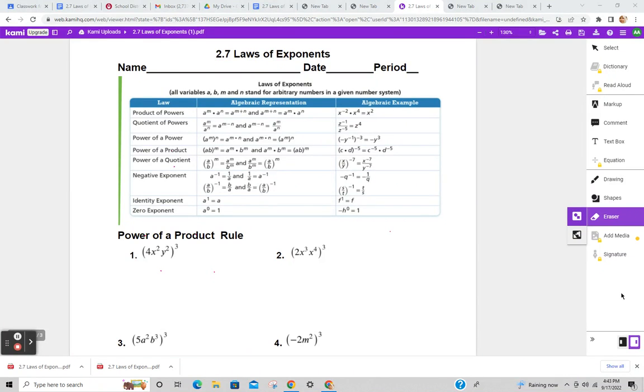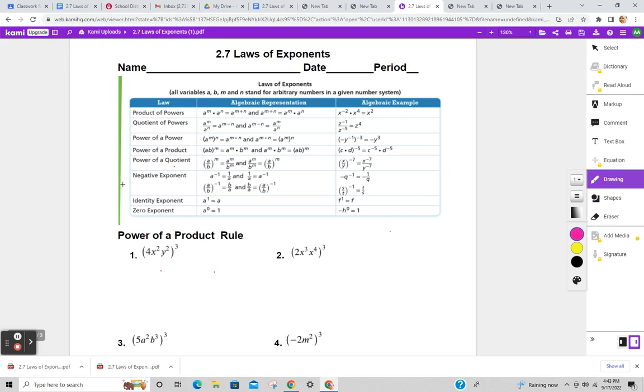Hi everyone. In this video, we're going to learn how to use the power of a product and the power of a quotient rule. However, with our very first problem, I'm going to simplify it using the product rule only because I really want you to appreciate how much easier it is to use the power of a product rule to simplify expressions like these in this lesson today.